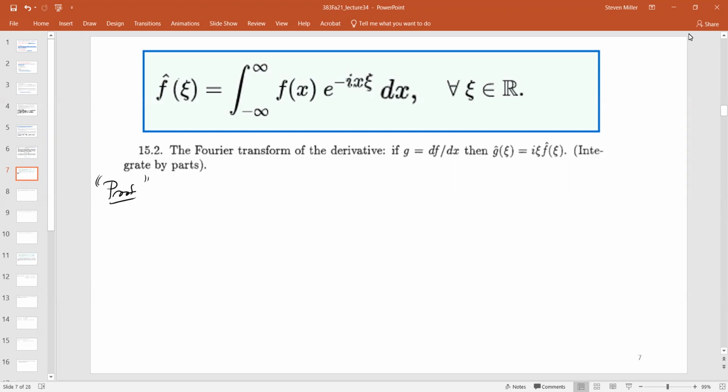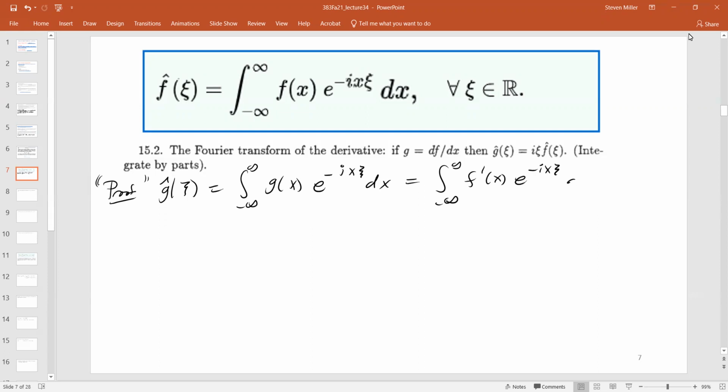So g is the derivative of f. So let's look at g hat of c, which is going to be the Fourier transform of g of x, the integral of g(x) e to the minus i x c dx, which is the integral from minus infinity to infinity of f prime of x e to the minus i x c dx. I think we've done this before. How should we handle this integral?